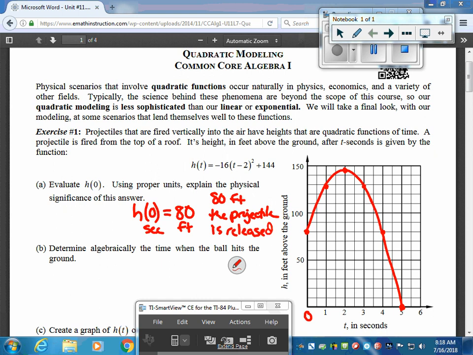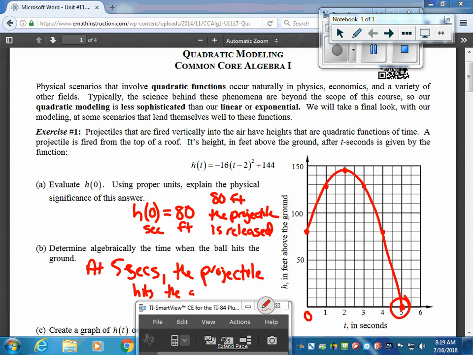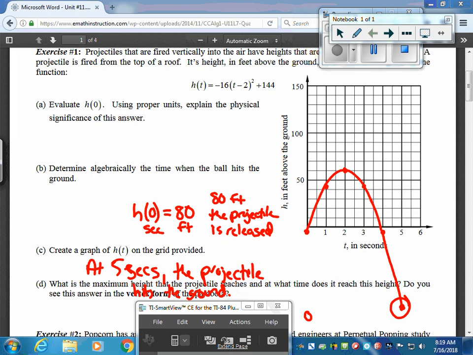Now it says to determine algebraically the time when the ball hits the ground. But for the sake of what we're doing right now, we're looking for when it equals 0. And in this case, it's going to be at 5 seconds. So at 5 seconds, the projectile hits the ground. And then we're going to kind of move down.